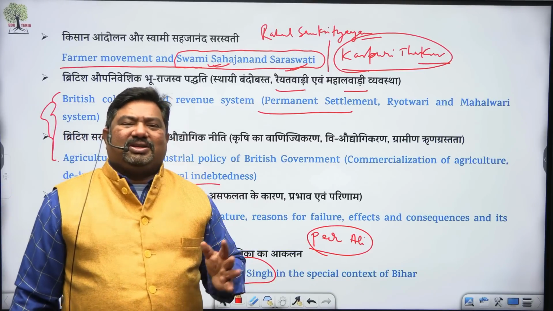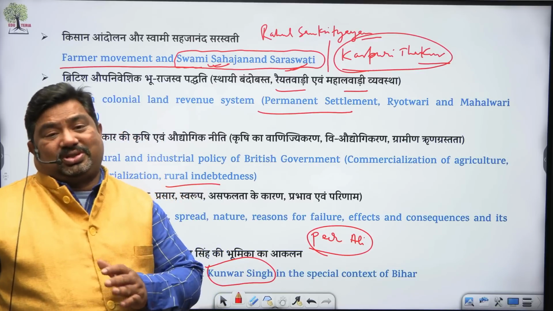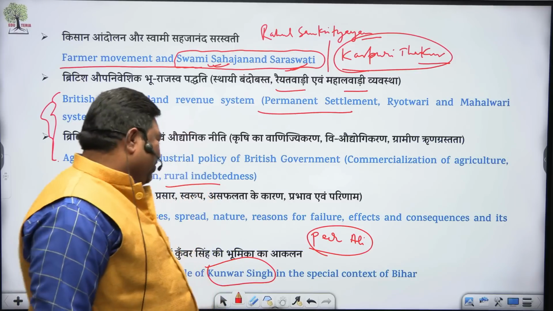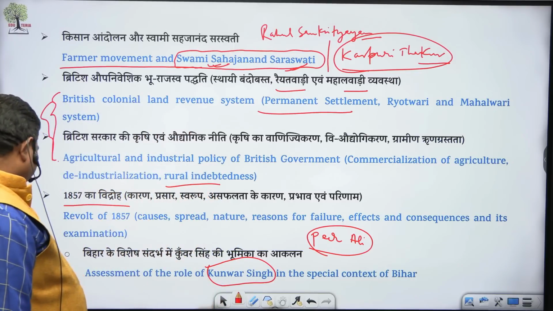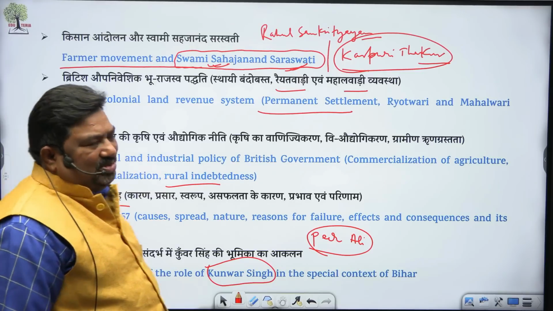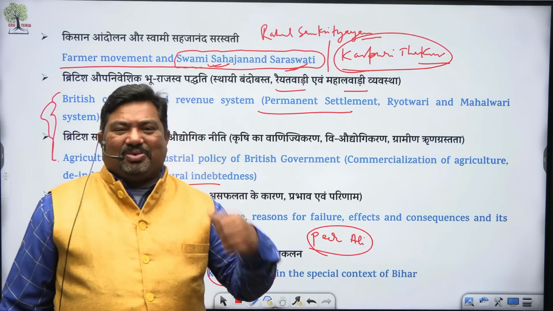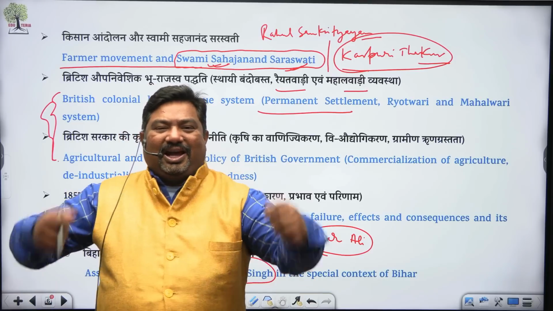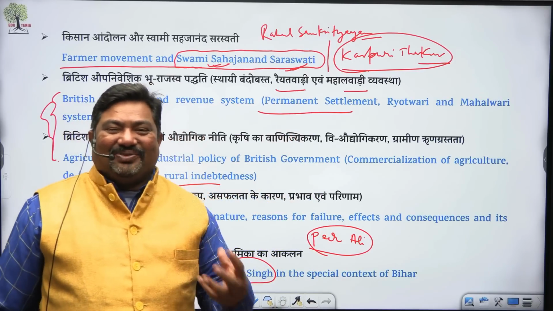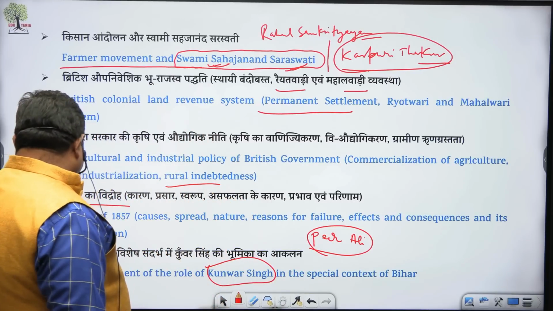Just imagine, had he not been part of 1857, what would have been its course? That we will be looking at in the class. That's a very secret question. Kunwar Singh himself is one of the greatest personalities Bihar has ever produced, because a man of 75 plus, around 80, took up a rifle against the Britishers. That itself is something you don't find anywhere in the world. Anyway, we'll be discussing Kunwar Singh.